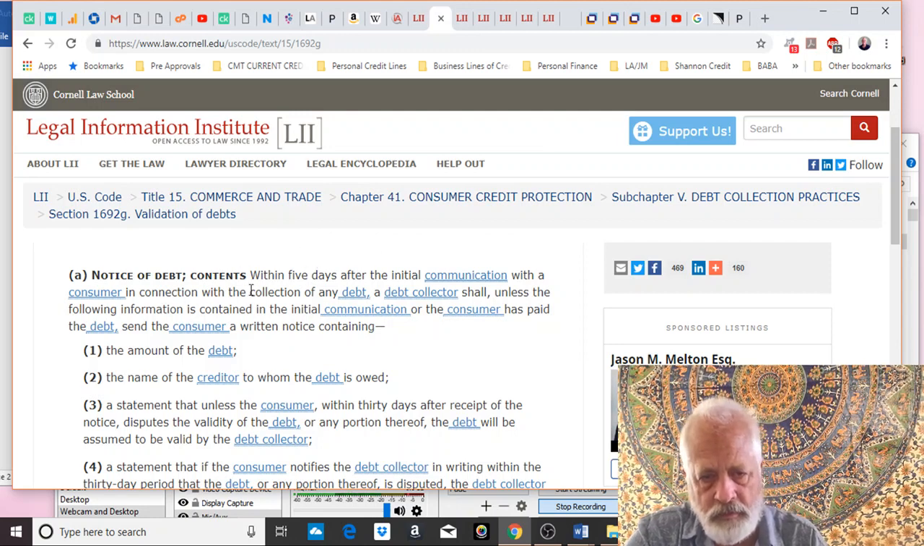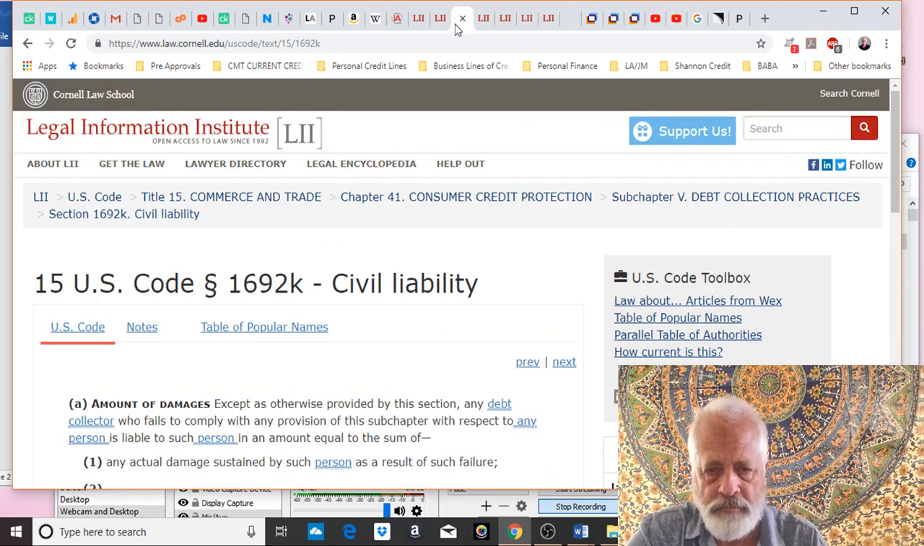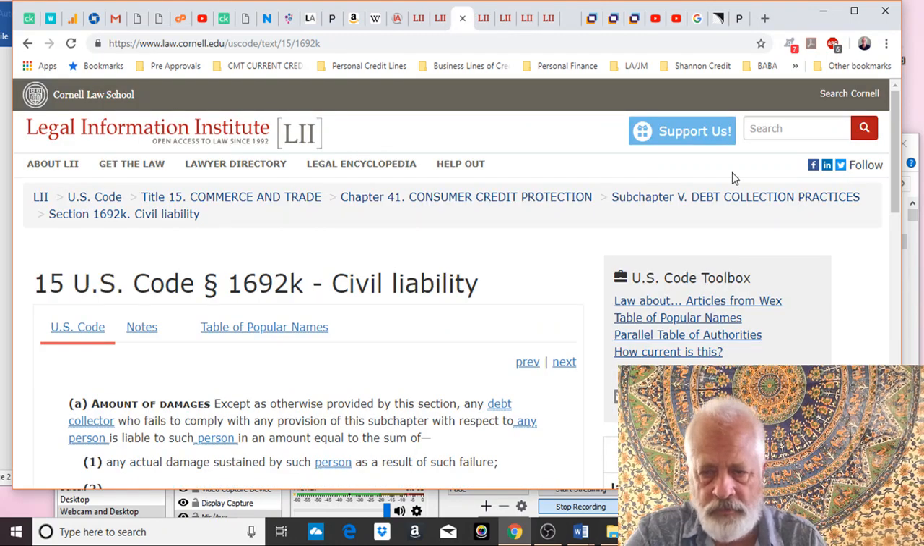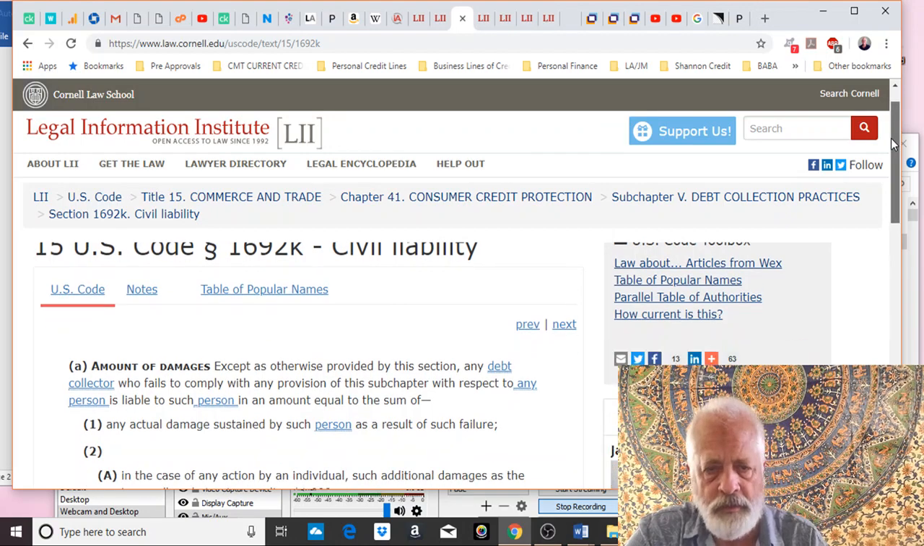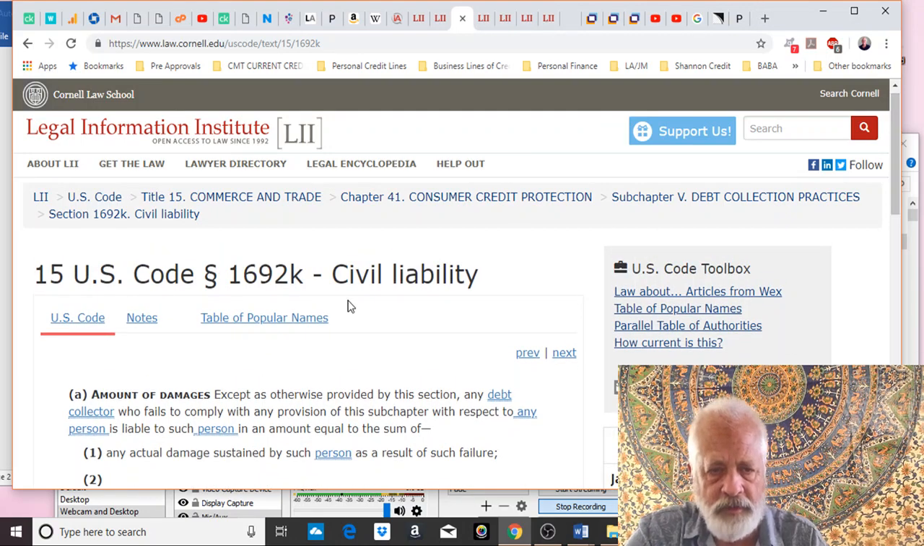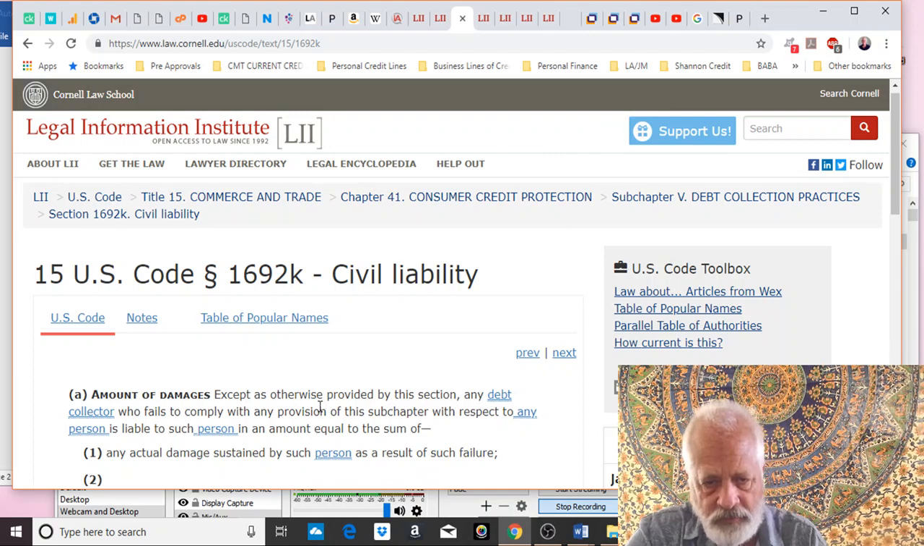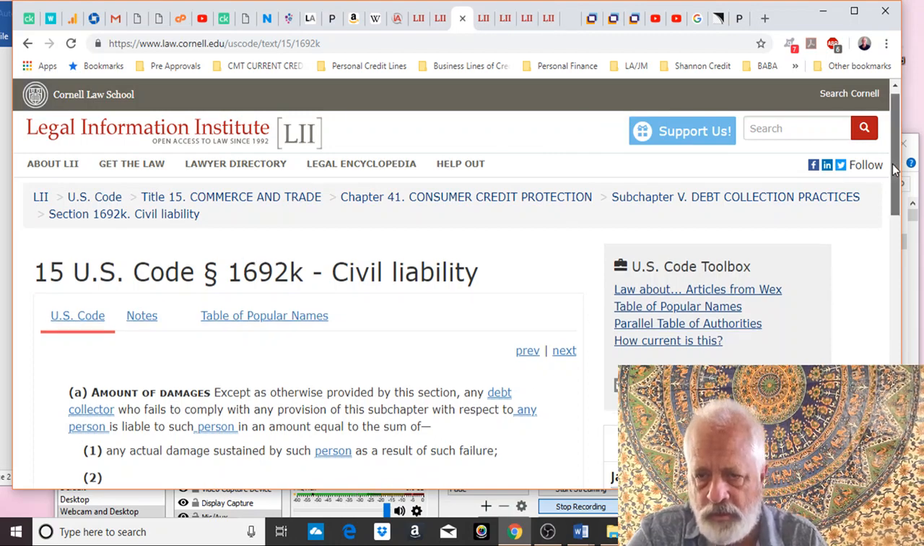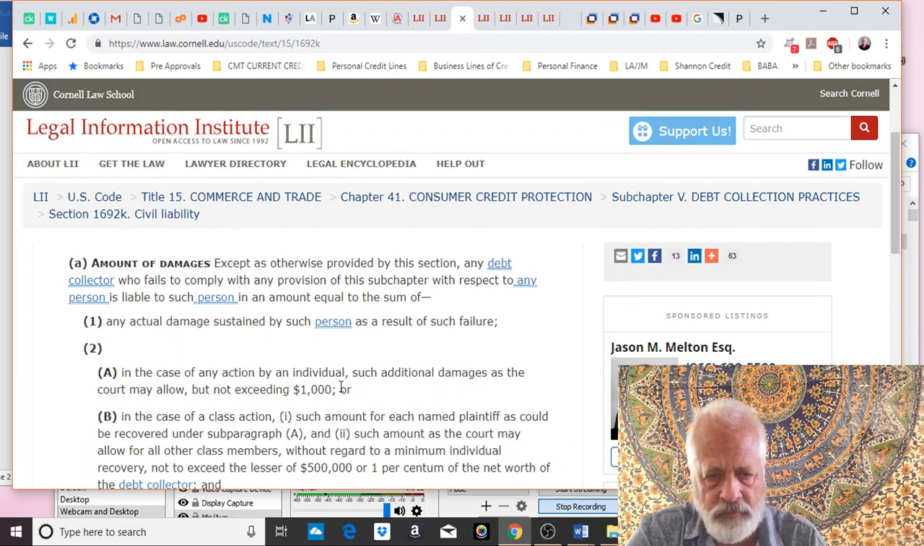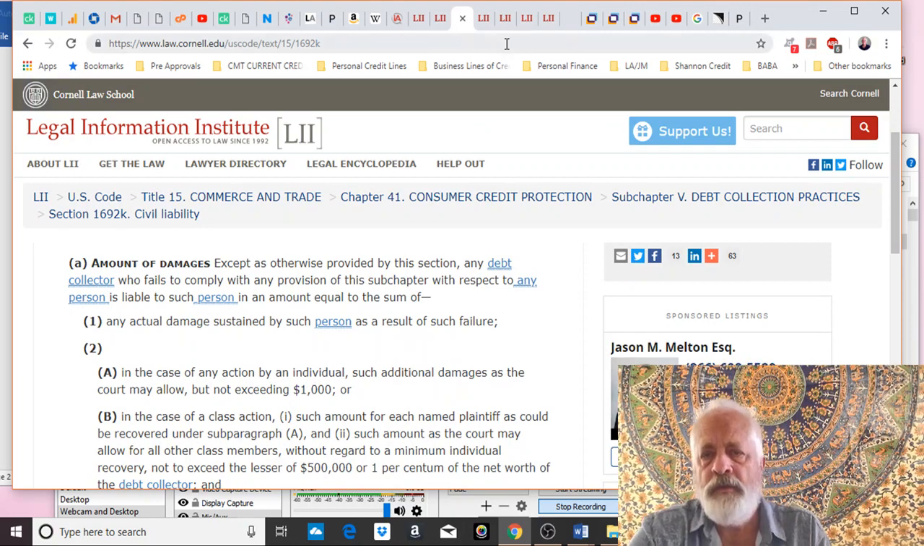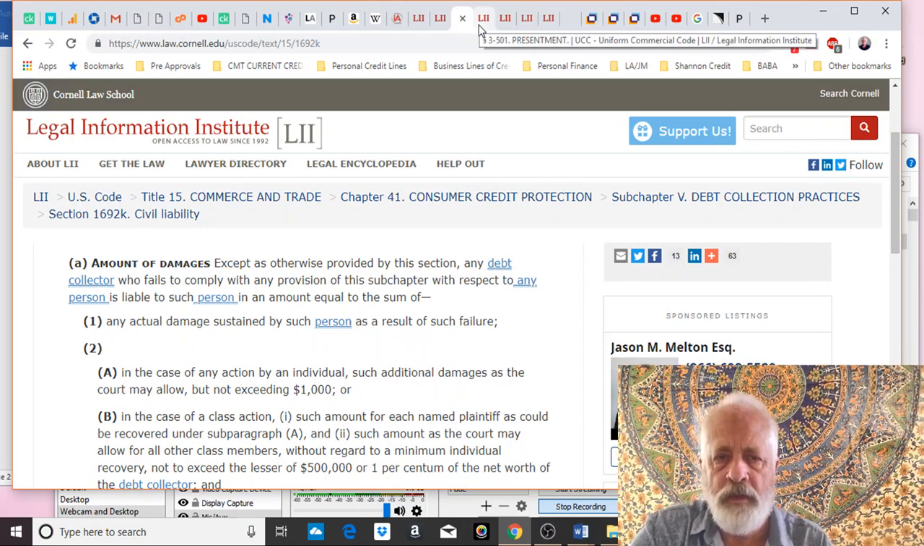See? You have to have it validated. Okay. And then what's the civil liability under the Fair Debt Collection Practices Act? This is more part of it. Any debt collector who fails to comply with the provisions, right? They owe $1,000. You see?